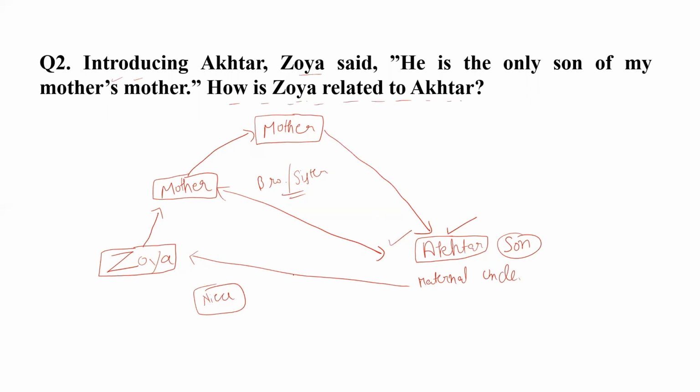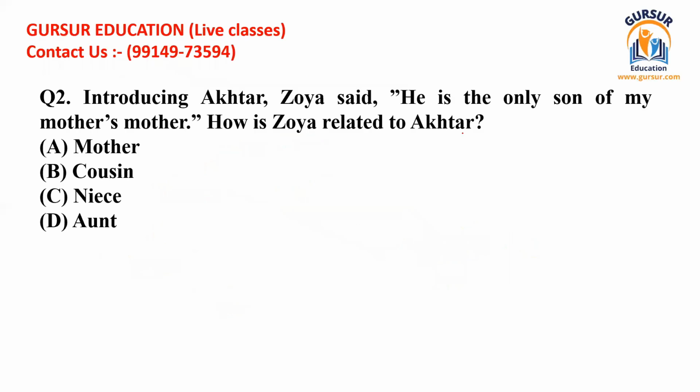So Joya should be niece of Akhtar, and this is how the relationship maps are built. I hope you have been enjoying this lecture by now. Niece has been given at option C, and we shall select it as our possible answer.